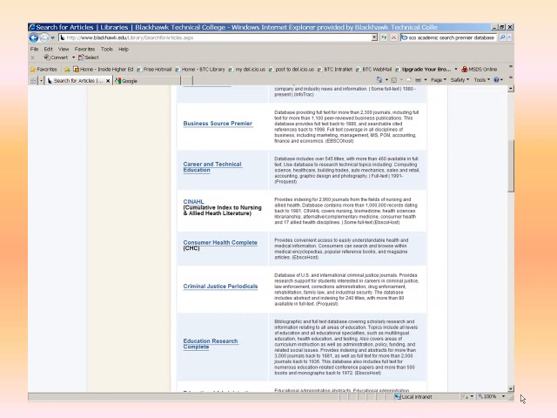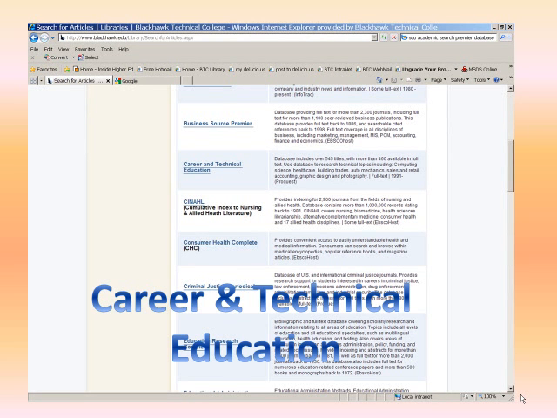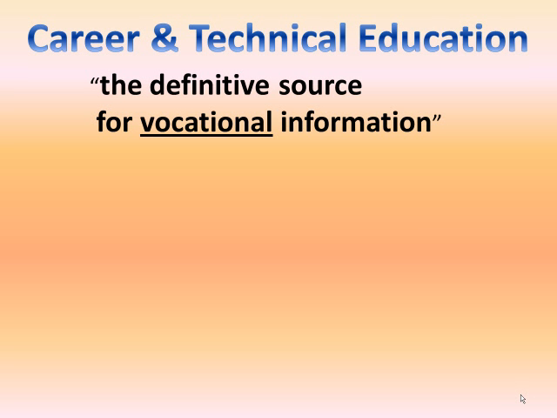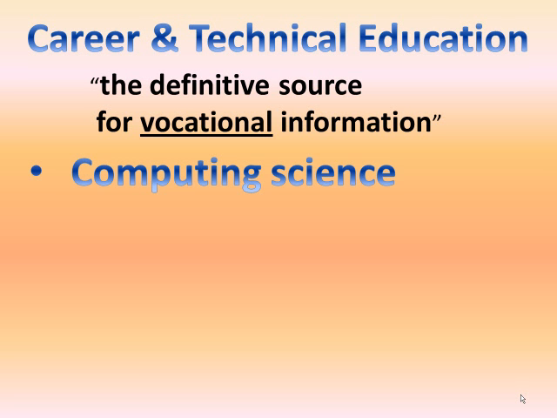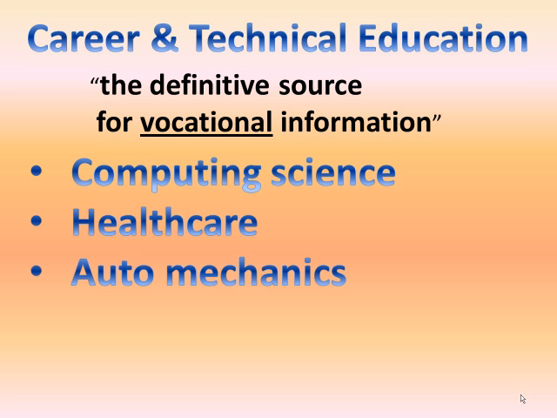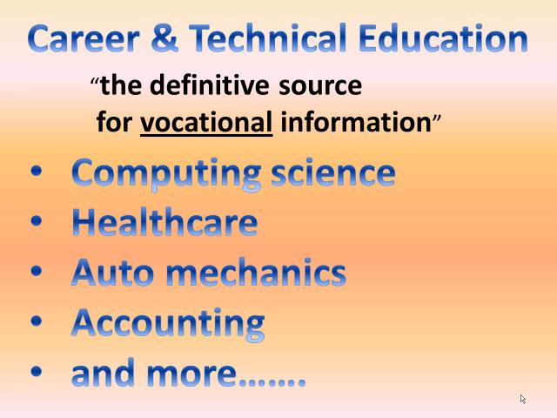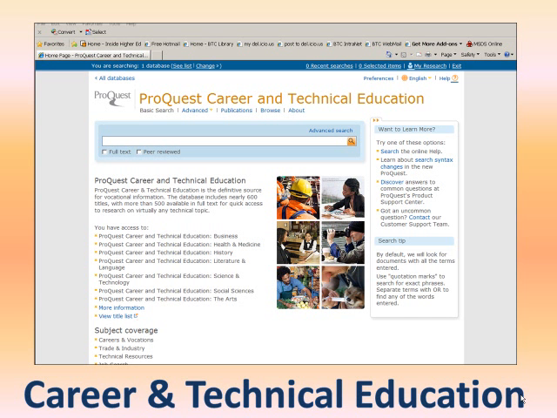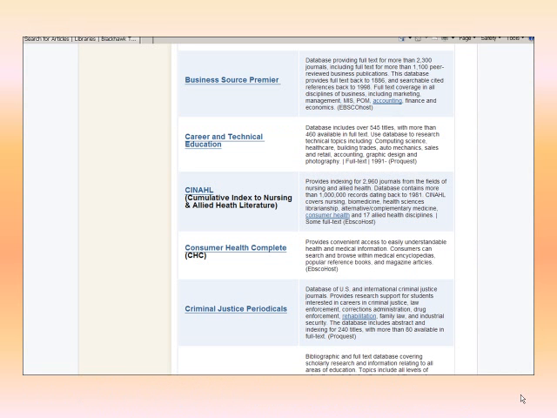Going back to the articles index page, we have another called Career and Technical Education. Opening that link will give you a database of trade magazines. This is a source of vocational information for all different career areas, such as computers, healthcare, auto mechanics, accounting, and there are many more. And here's what the search screen looks like for career and technical education.